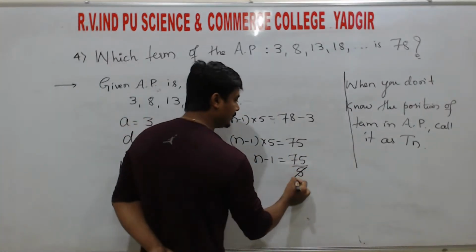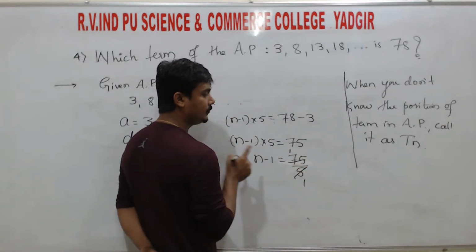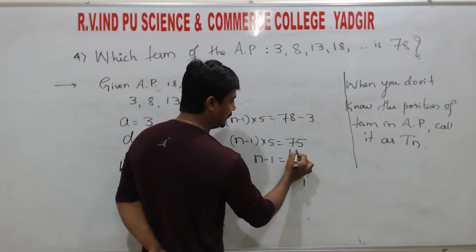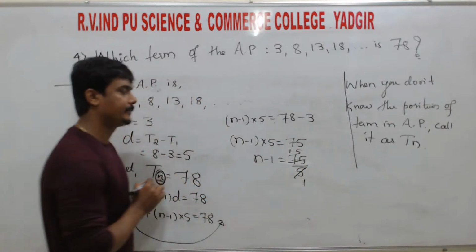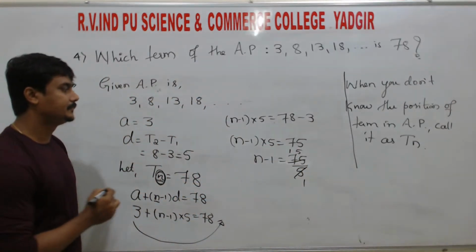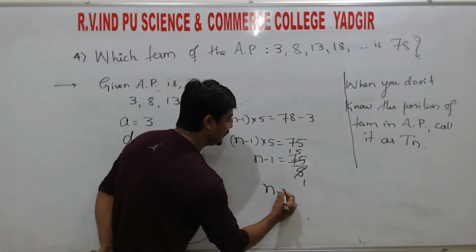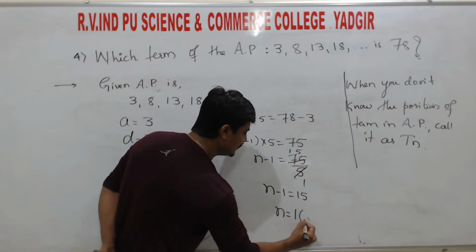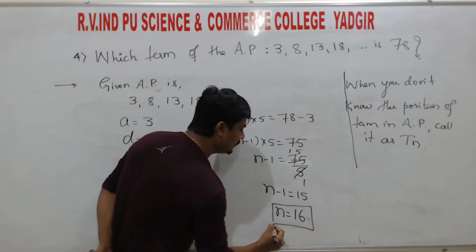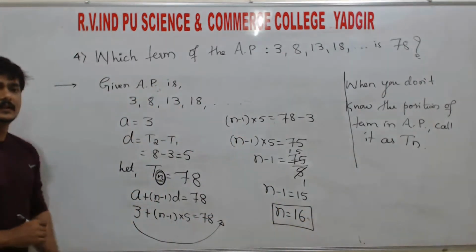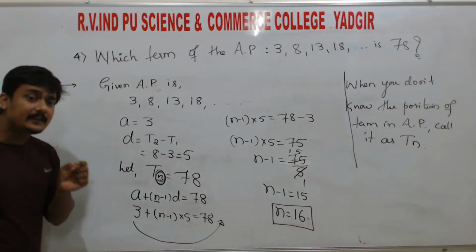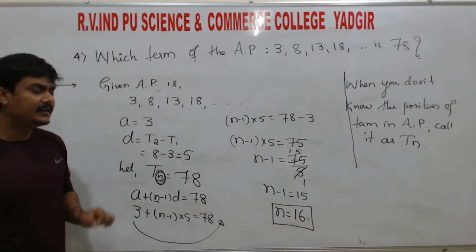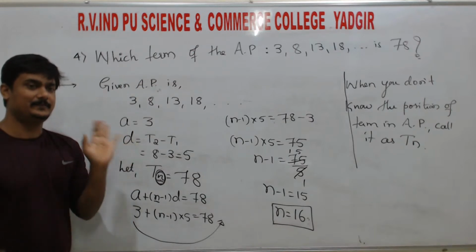Cancel the terms. 5 ones are 5. 2 is left. 5 5s are 25, right? So this is n minus 1 equal to 15. So what is n equal to? n equals 16. So n equal to 16 means what? That 78 is our 16th term.